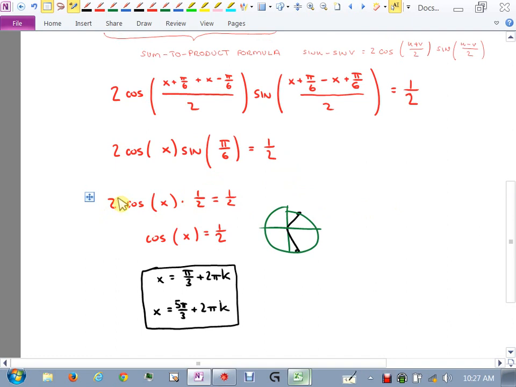Mm-hmm. Oh, I moved the 1/2 out in front because it's multiplication. And I just did half of 2. Just multiply these two together. Half of 2 is 1, so it's just cosine x. And I didn't touch the other side, just left it alone.